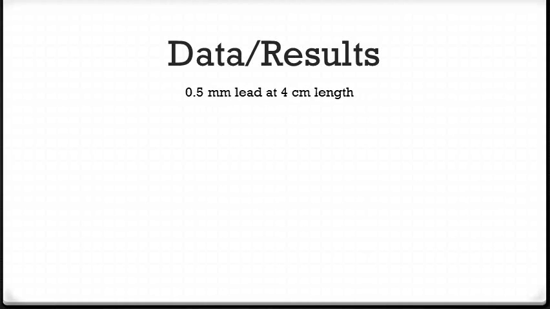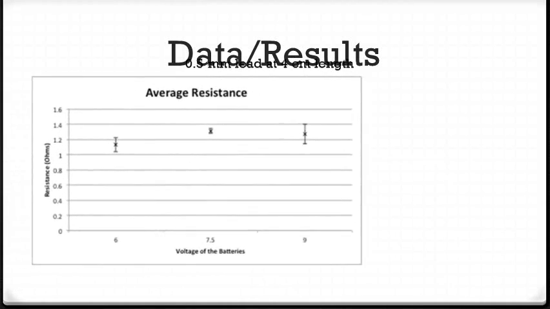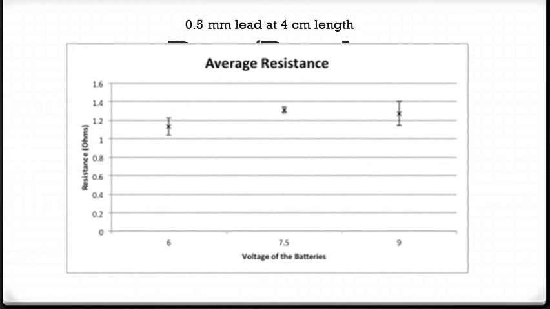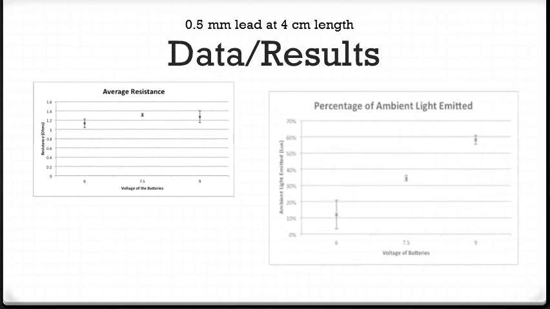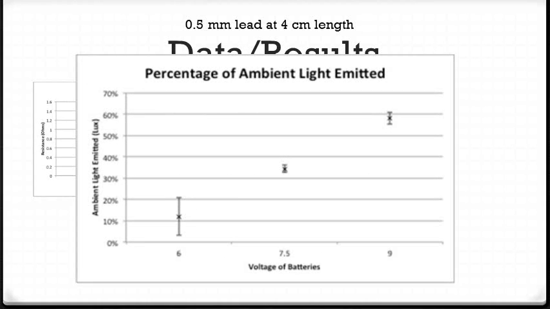I have a sample of my data from 0.5mm lead at 4 centimeters length. As you can see, the average resistance steadily increased as the voltage increased. Now from this, we can see the amount of ambient light being emitted also steadily increased. On average, the data reflects that the higher the voltage, the higher the resistance, and the more light was being emitted.